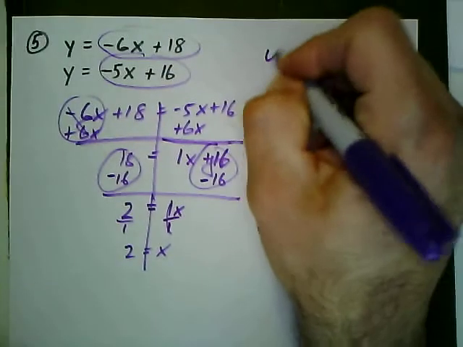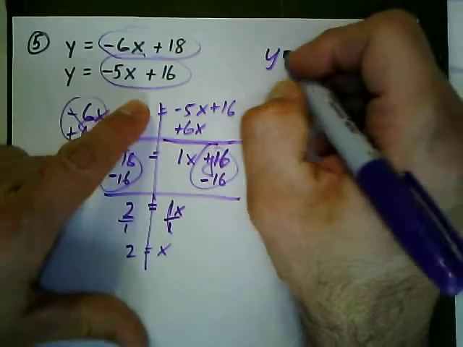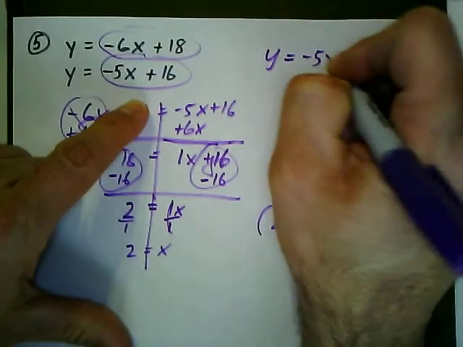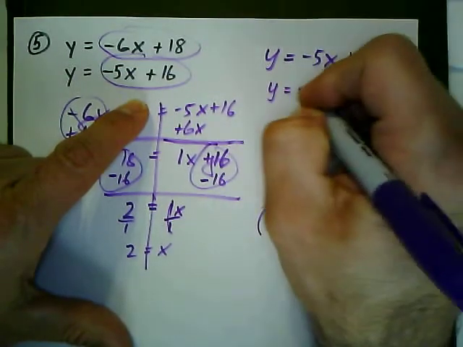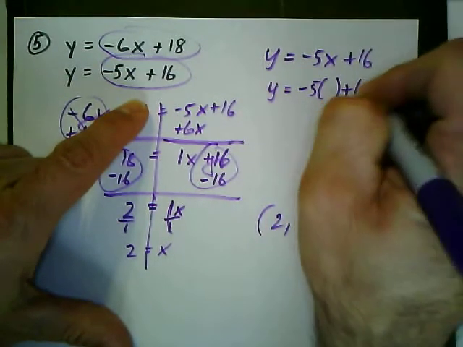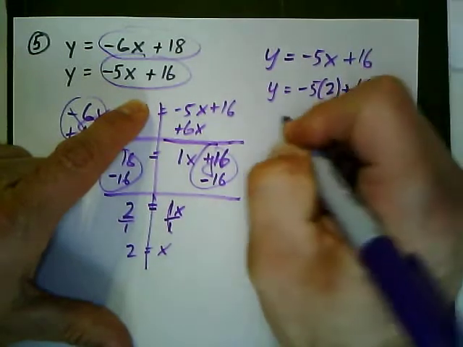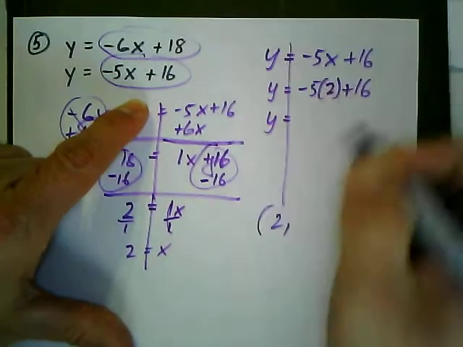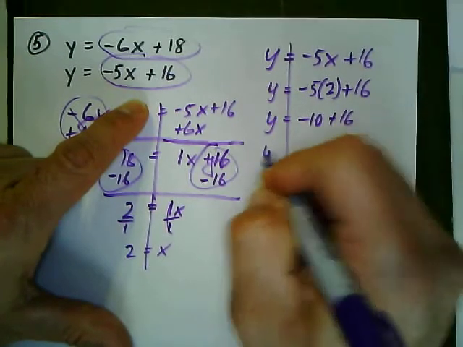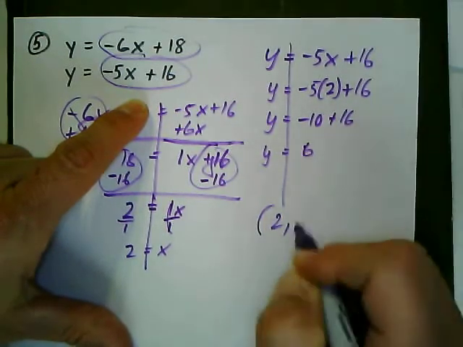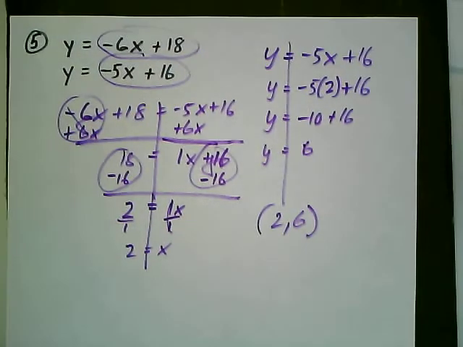Go back up. Substitute. I'll take the first one. You want me to take the second one? I'll take the second one on this one. Maybe some of you think you have to take the top one, but you don't. It will come out to be the correct answer. So we're going to put that 2 up there. Negative 5 times 2 is negative 10. Plus 16 is 6. There's our coordinate point.